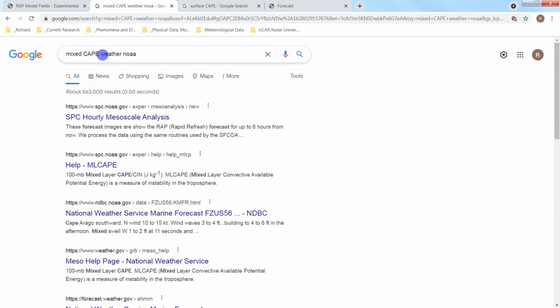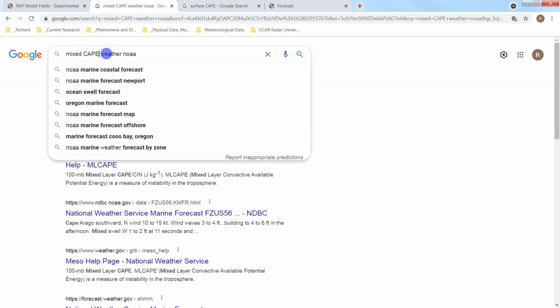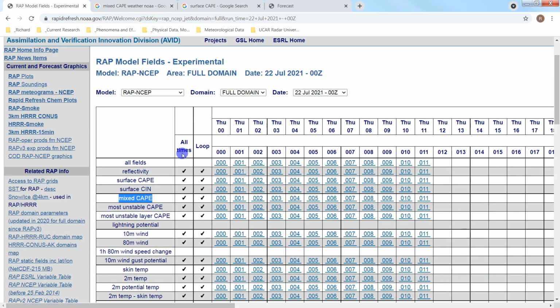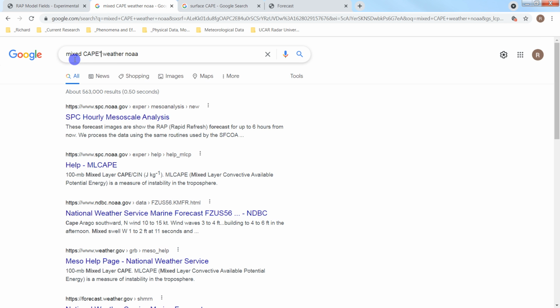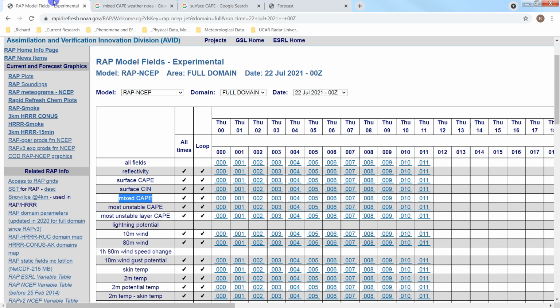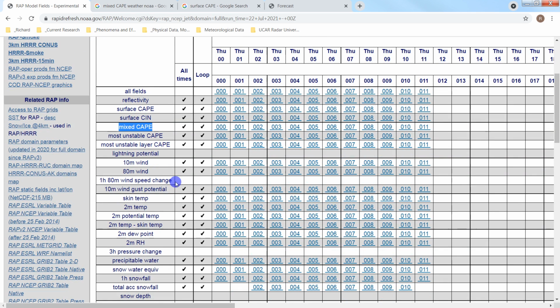See, mixed. Oh, did I get the wrong one? Yeah, it says mixed cape. Okay, that's wrong. Mixed cape. Or did I think I just wanted surface cape, mixed cape. All right, let me. I'd like to know these things. I'd like them to be immediately available.